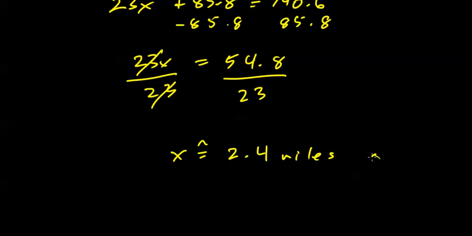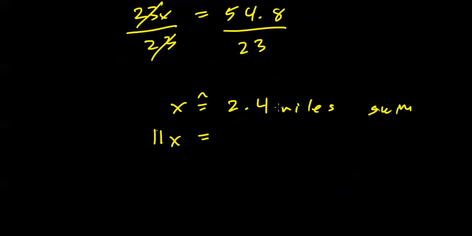Now that's the swim. Again, our goal is to find all three of these lengths, running and cycling. Well, then it's just a simple matter of multiplying and adding. 11x, remember the run is 11 times that, so 11 times 2.4 is going to be 26.4 miles. And I'm going to say that's going to be the run.